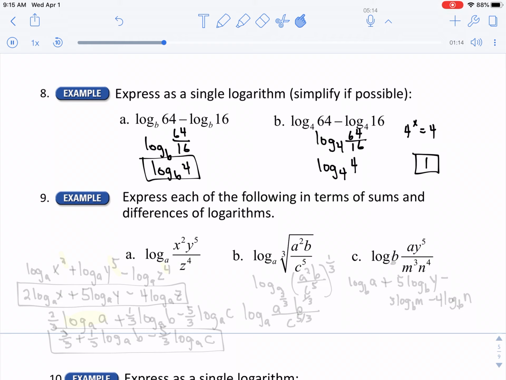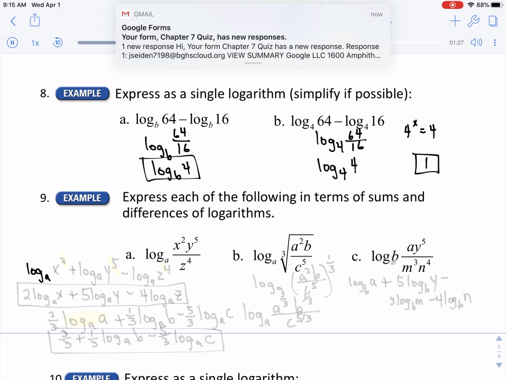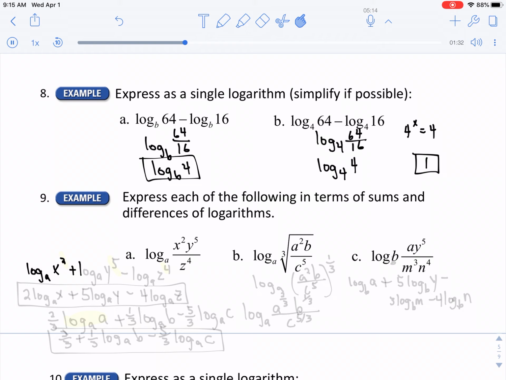Let's move down to problem 9. All right, this is where we put it all together. So we've got to do the numerator first. So that's log base a of x squared plus log base a of y to the fifth, and that's a plus sign because it's multiplication in the numerator. Now we're putting a minus log base a of z to the fourth power, and it's minus because that's in the denominator, that's the quotient.